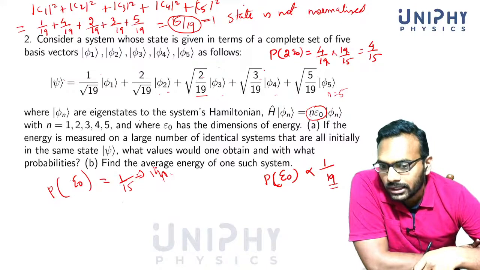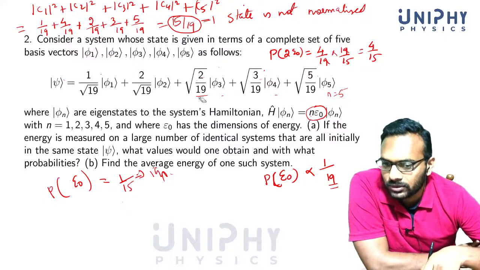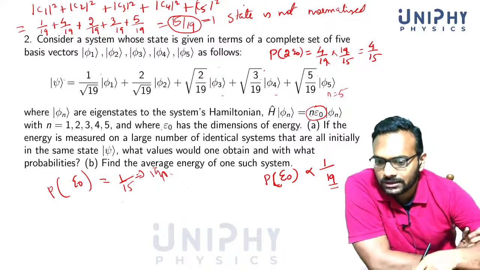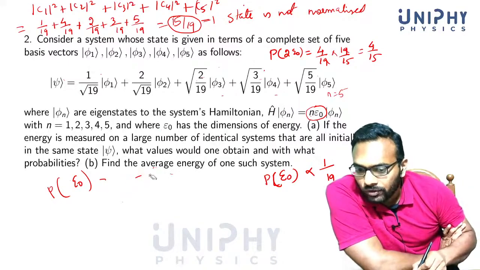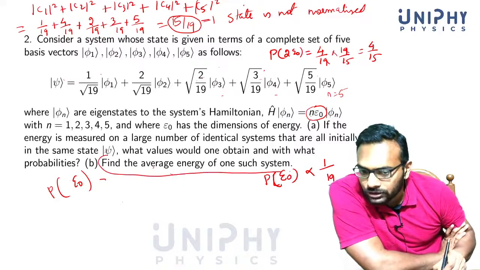And 4/15 of the total number of measurements, you will get 2 epsilon 0, etc. That's what we mean by probabilities. Okay. Now there's another question. I hope this is clear. Find the average energy of one such system.